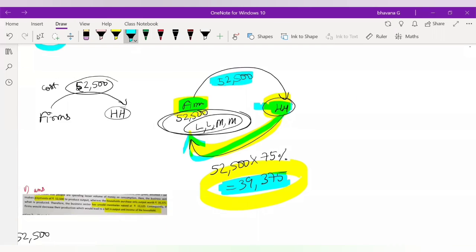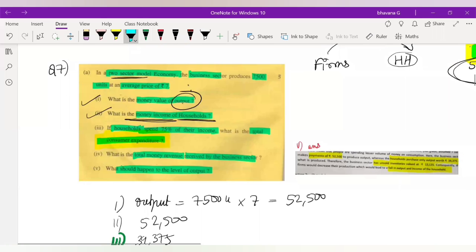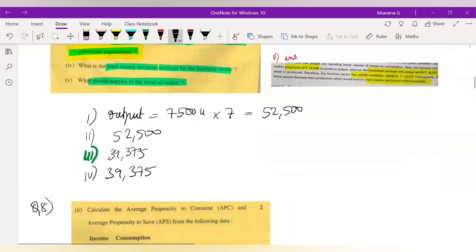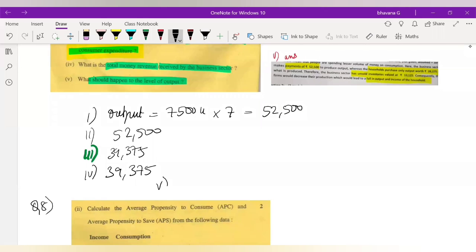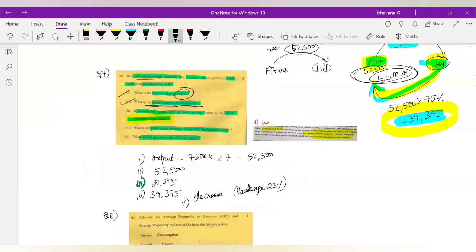Okay, so here the production of goods, or the level of output, is going to decrease. Why is it going to decrease? Due to the leakage, that is 25%, because the household did not give it as revenue to the business sector. The output will also reduce due to the shortage in money, or leakage. Okay, so this was our 7th question.